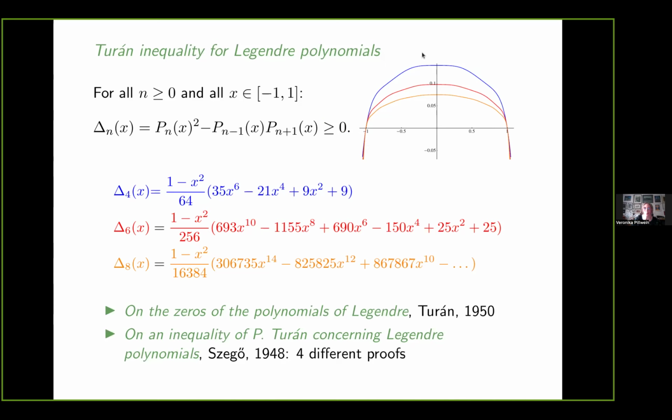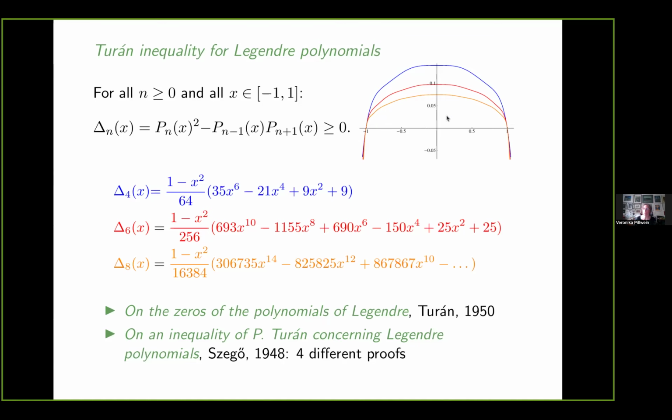So we have delta 4 is the blue one, then delta 6 is the red, and delta 8 is the orange one. So we see the amplitude is going down. That these things are negative at the side, this is not a mistake. So this is really only holding for x in between -1 and 1, and they're all 0 at x equal -1 and 1. The Legendre polynomials are even for even degree and odd for odd degree. So the Turan determinant is nicely symmetric.